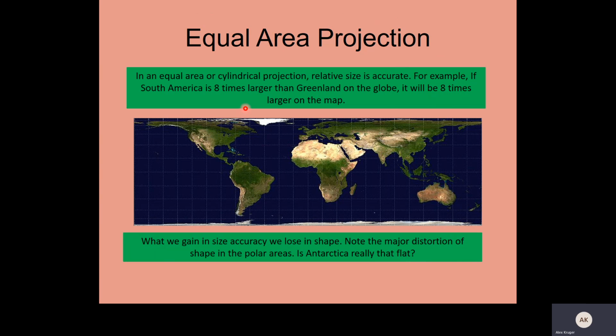Equal area projection. This is another one that'll be on your worksheet. This is where size is accurate, but direction is way off. So you can't use this one for directions, but at least every country has a relative size. And also they're shaped different. Even though their size is the same, the map looks like it's shaped funny.